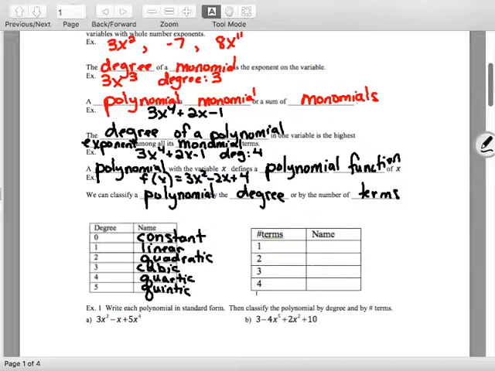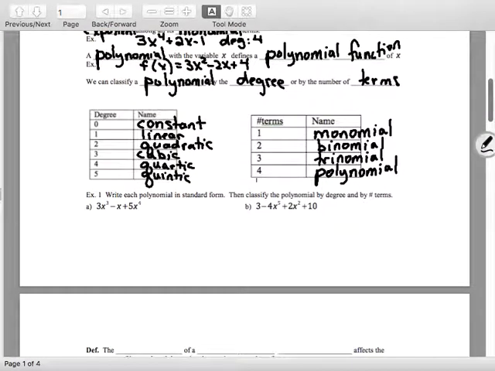So one way to classify a polynomial is by its degree. The second way to classify it is by the number of terms. If it has one term, it's called a monomial. We've actually been using these because you learned this in Algebra 1, right? 2 terms is a binomial. What did we call 3 terms? Trinomial. We did a lot of factoring with trinomials. If you have 4 or more terms, we just call them a polynomial. Yes, poly means many.